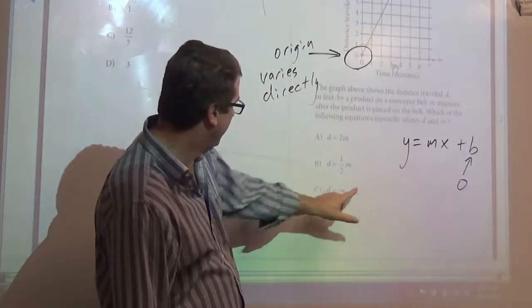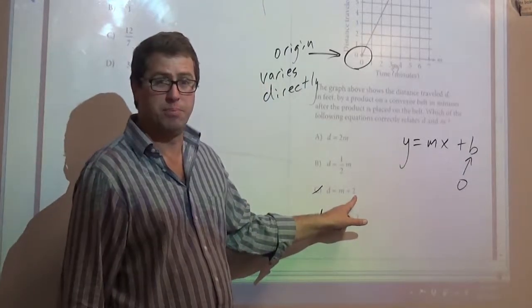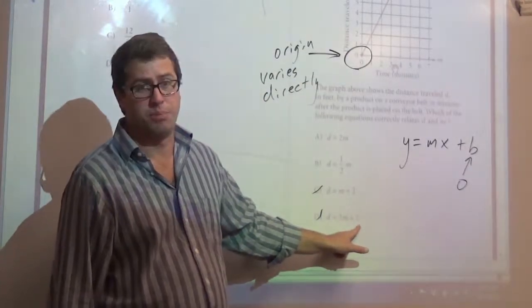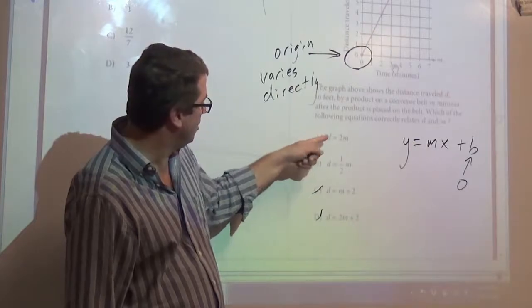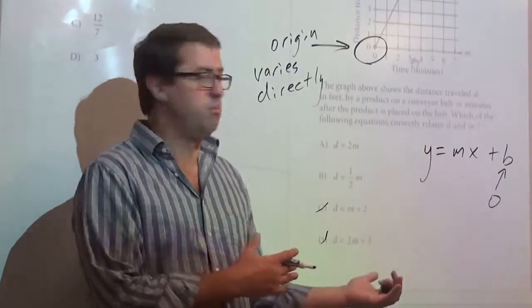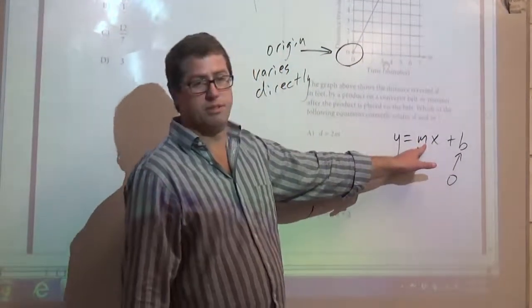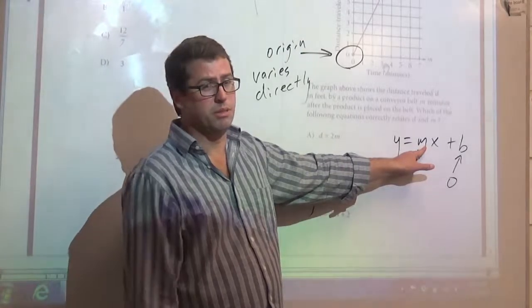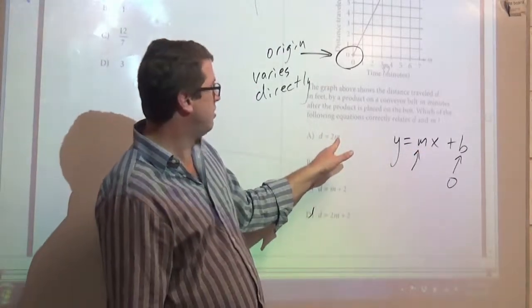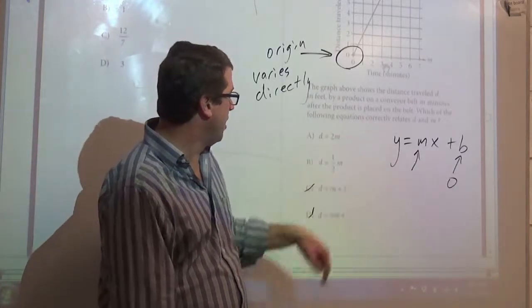So I know it's not this one or this one, because that has a y-intercept of 2, that has a y-intercept of 2. So now we got to figure out, is it this one or this one? The number in front of the m is our slope. It's kind of confusing that slope is m here, that's your slope-intercept equation, and here x is actually m. So just have to deal with that.